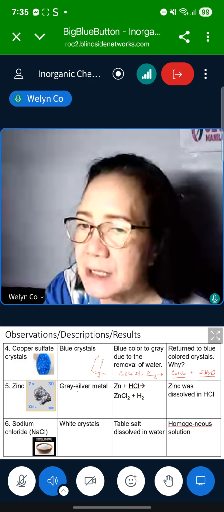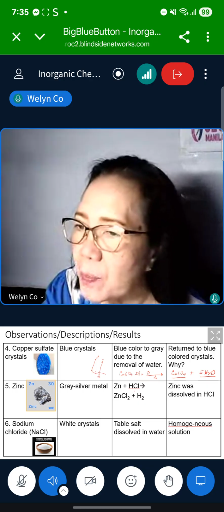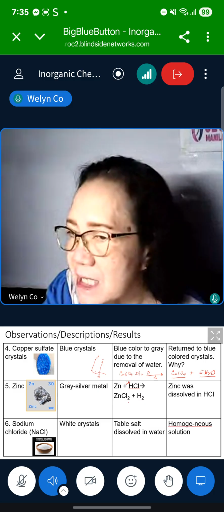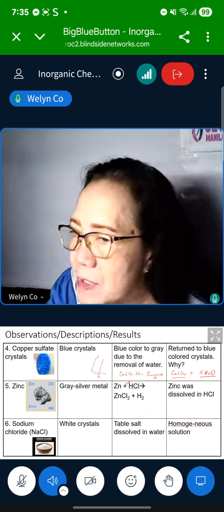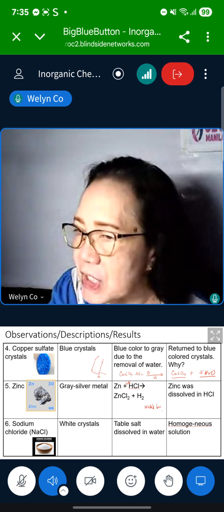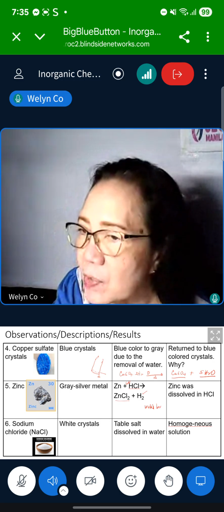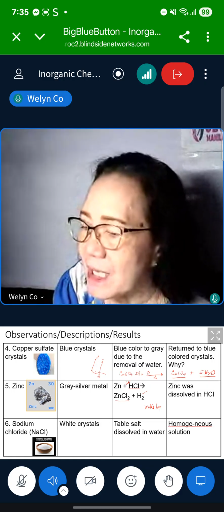Our zinc is a gray silver metal. When we place it into the test tube of hydrochloric acid, 6 molar HCl, it forms bubbles. We saw bubbles, and the bubbles are the release of hydrogen. So your product now is zinc chloride plus hydrogen. So there is a change in composition.